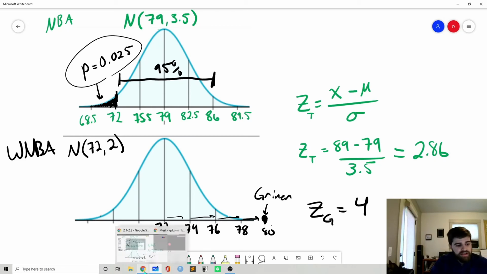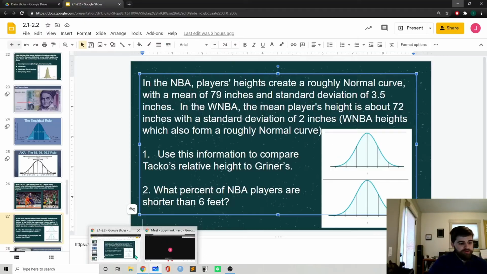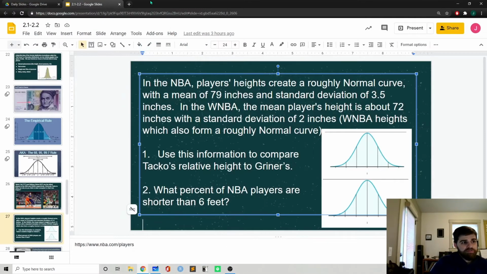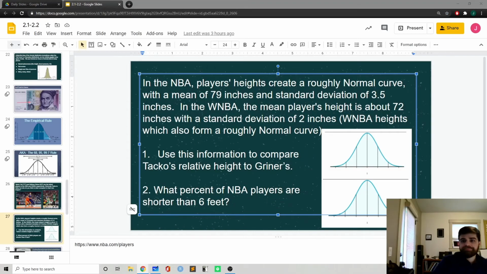All right, there's some other ways to answer this problem. So we used the empirical rule here. Another method is to use our calculator, which I'll show you in a minute. And we can also use table A.